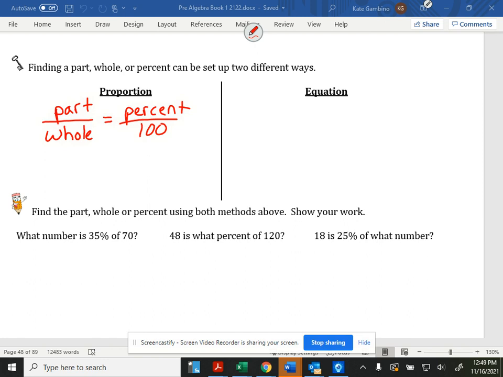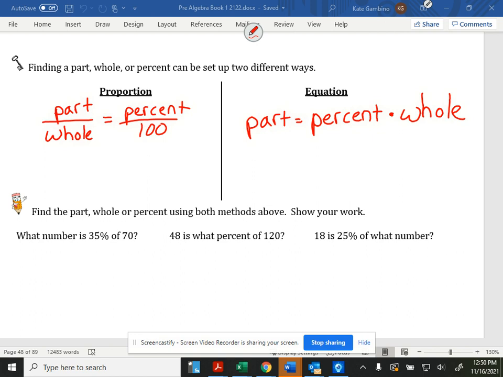Then we have the equation. The part equals the percent times the whole. So find the part, whole, or percent using both methods above. Show your work. So those of us that want to use a separate piece of paper, make sure you keep it with your binder. So when I'm walking around, I can see your work. If you get something wrong, we can see where you went wrong. Or if somebody else gets something wrong, you can compare it and help them see where they went wrong.